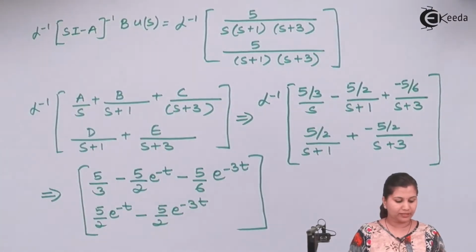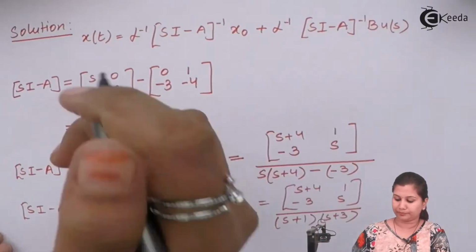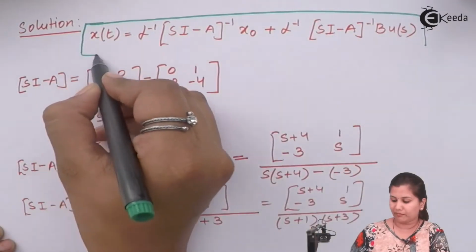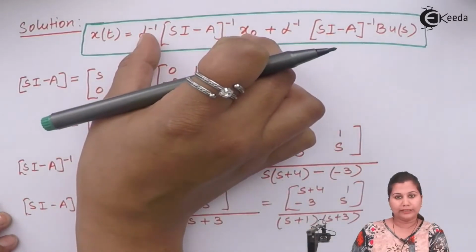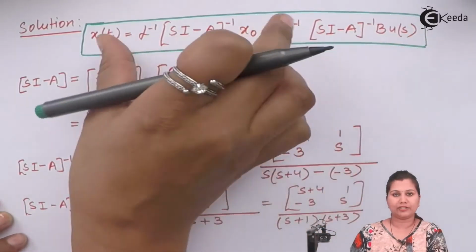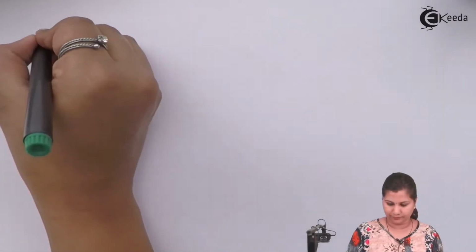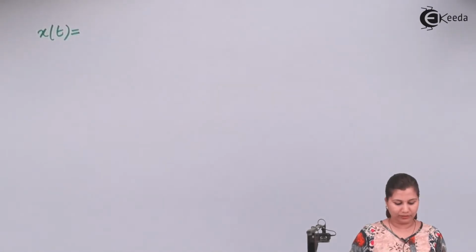Now first we have written the formula for the solution of the time response of a time invariant system. This is the time response. So we have calculated this part, we have also calculated this part. We have to just add these two so that we can get the resultant answer. First part, what we calculated is phi(t) into x naught.